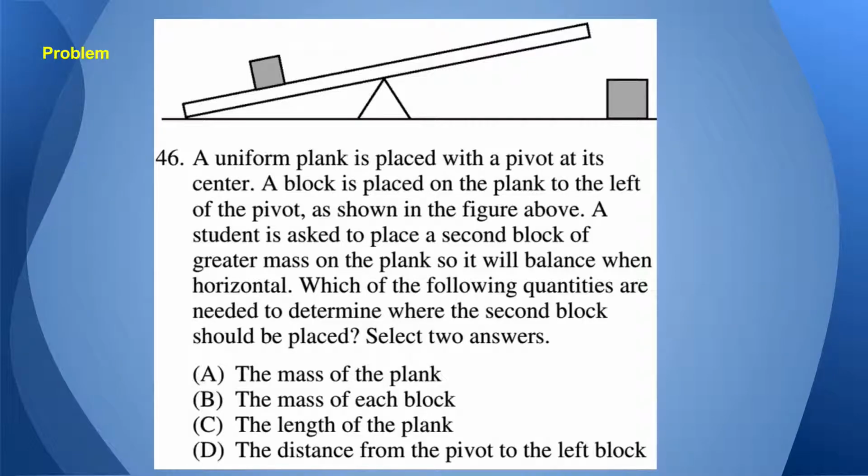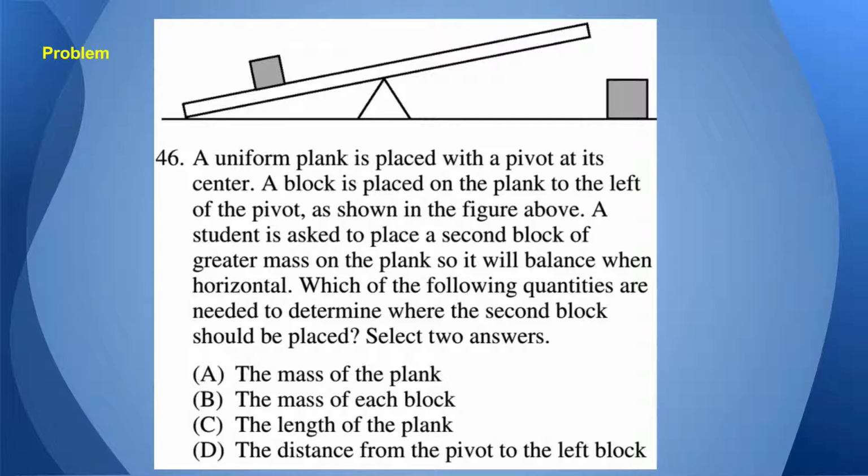This is the problem, number 46. I'm going to read it. A uniform plank is placed with a pivot at its center. A block is placed on the plank to the left of the pivot, as shown in the figure above. A student is asked to place a second block of greater mass on the plank so it will balance when horizontal. Which of the following quantities are needed to determine where the second block should be placed?